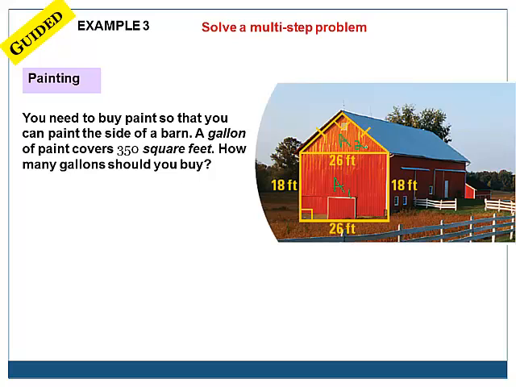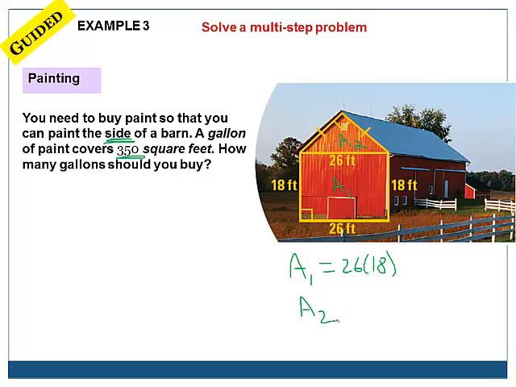So, first thing you need to do is you need to figure out what the area of the actual barn is. And we're just trying to do the side of the barn. Okay, so a gallon of paint we know is 350 square feet, so let's figure out how much area we have. So area 1, that's pretty easy, that's a rectangle, so we just do 26 times 18.